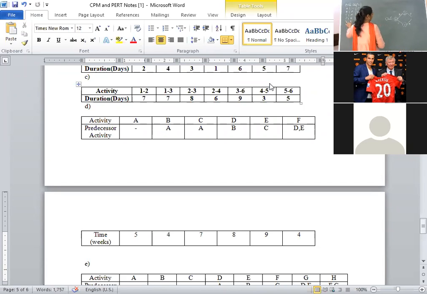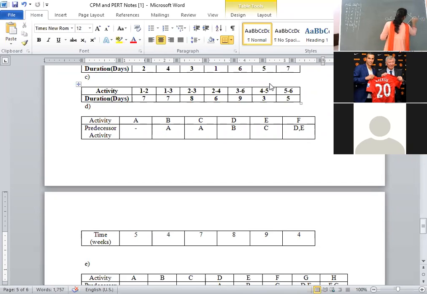C is completed, then E. Here, D and E are completed, then only F. That's why here, after activities C, D and E are completed, then only F. What I told you every time: the end node, that is F, is always terminated with a circle. That is 6.